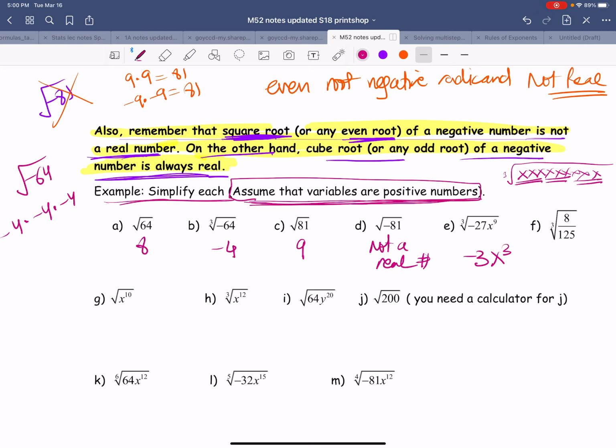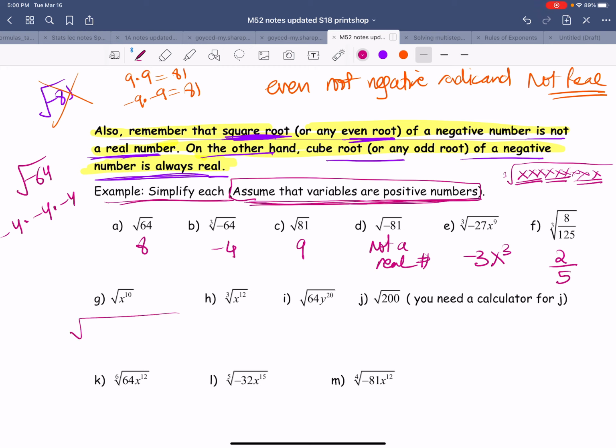For the letter F, we have cube root of 8 divided by 125. Cube root of 8 is 2, because 2 times 2 times 2 is 8. Cube root of 125 is 5. 5 times 5 times 5 is 125. How about x to the 10th power? And we're finding the square root.